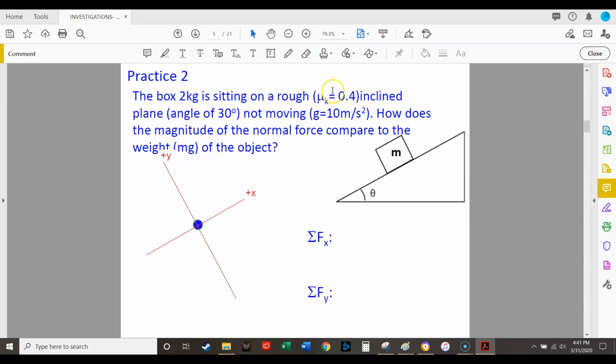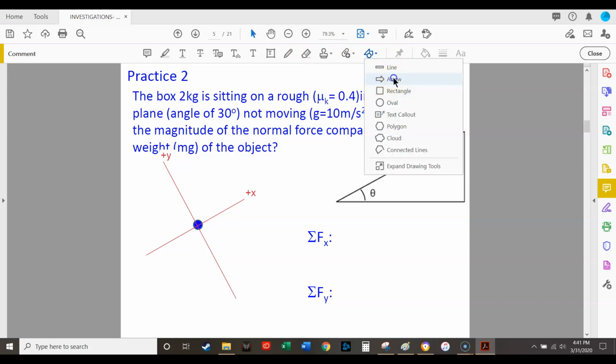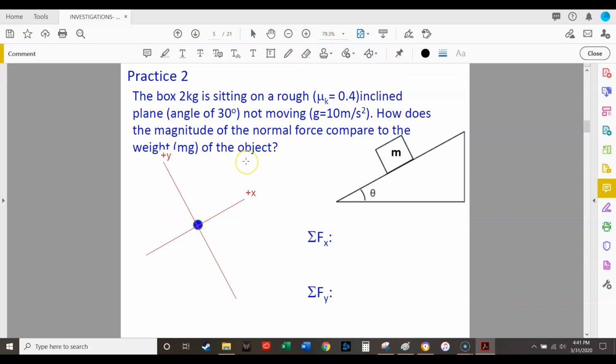Again, same problem as before. This object is going to have a weight vector on it. It's going to have a normal force acting on it. And it's going to have a frictional force acting on it. Go ahead and draw that force diagram now, given this coordinate system. Go ahead and hit pause, please.